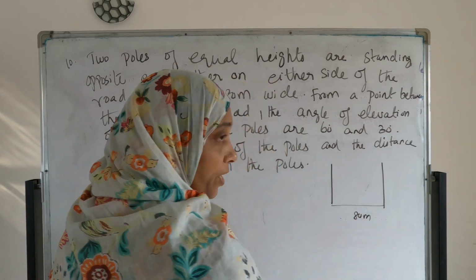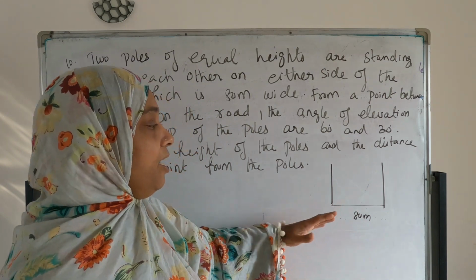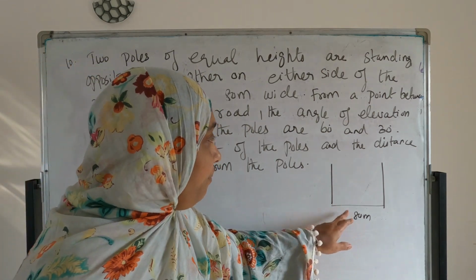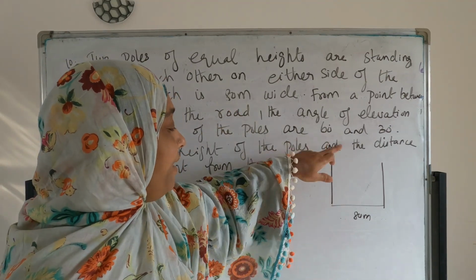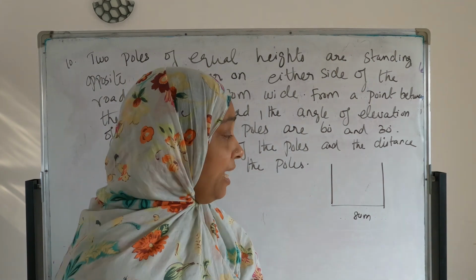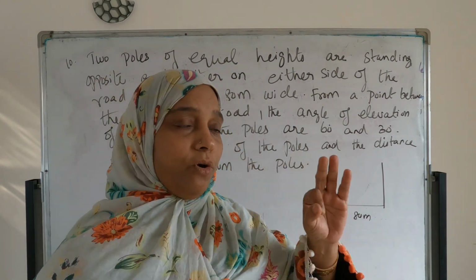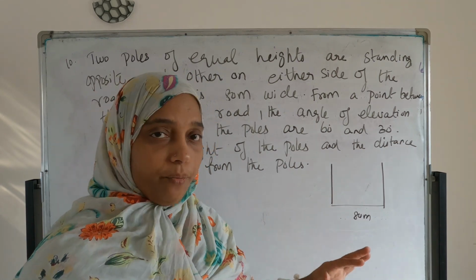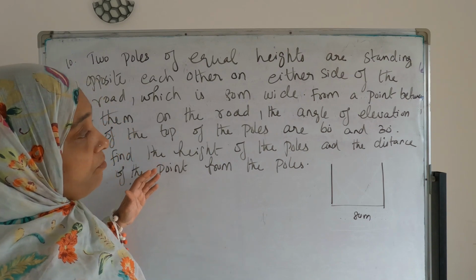This is an important board question, frequently asked in the board exam, and the only change is that instead of 80 meter they may ask 100 meter, and instead of these angles of elevation, one angle may be 45 degree like that. Only a small change is shown in the sum, but the concept is the same. It is a very important sum, easy to do also, and it will be a 5 marks sum.